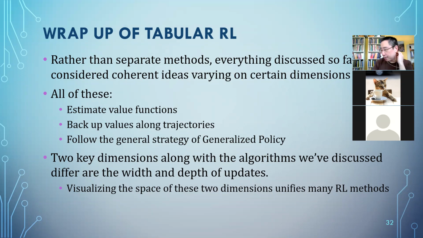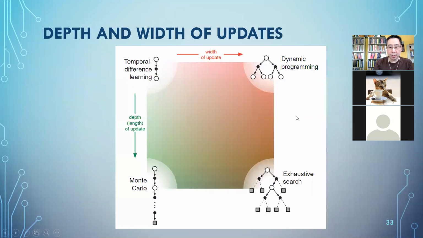So the two key dimensions, and I want to take just a minute on this because it's a cool diagram. The two dimensions that are most interesting for the algorithms we discussed are the width and the depth of the kinds of updates that we're doing. So here's a diagram that's at the very end of part one of the book.